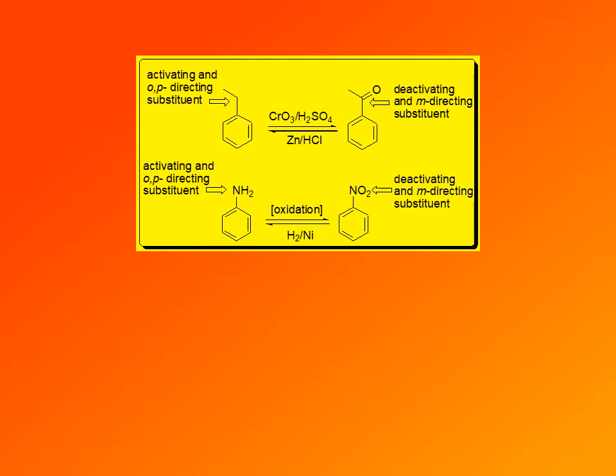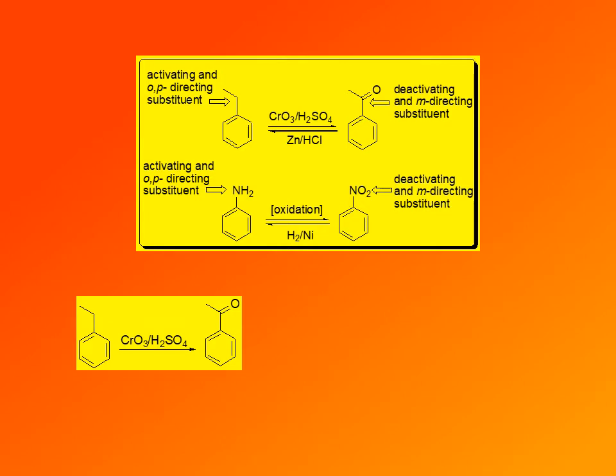Another example is amino group. It is again activating and ortho-para directing, but we can oxidize it to nitro group, a deactivating and meta-directing substituent. And then after carrying out transformation of nitrobenzene, we can then reduce nitro group back to amino group, for example, by catalytic hydrogenation. Here is an example of actual synthesis.